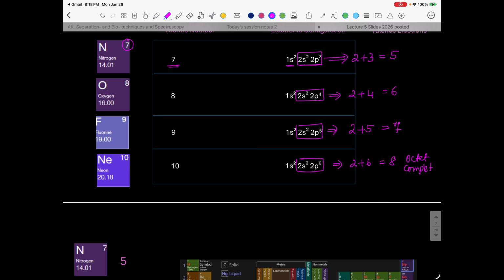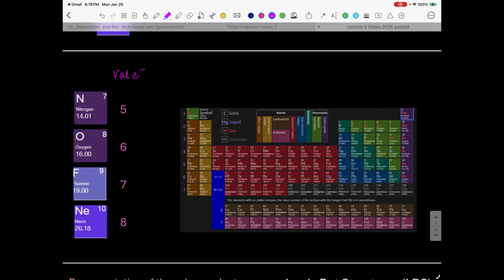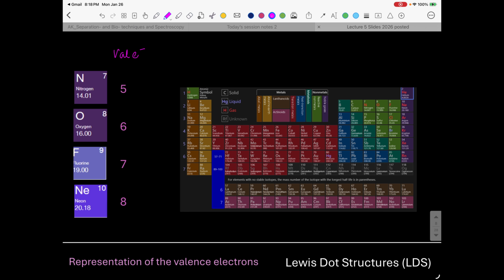So we figured out that these were the valence electrons by looking at the electronic configuration. But you can also figure it out on the periodic table. You don't have to do the electronic configuration because the way the elements are arranged on the periodic table is according to their valence electrons in their groups. So group number 1 will have 1 valence electron. Group number 2 will have 2 valence electrons.